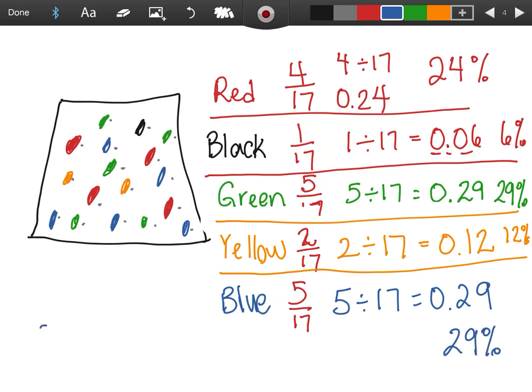And remember, when we're erasing that 0 and decimal, it's the same as multiplying by 100 because we want to get something expressed out of 100%.